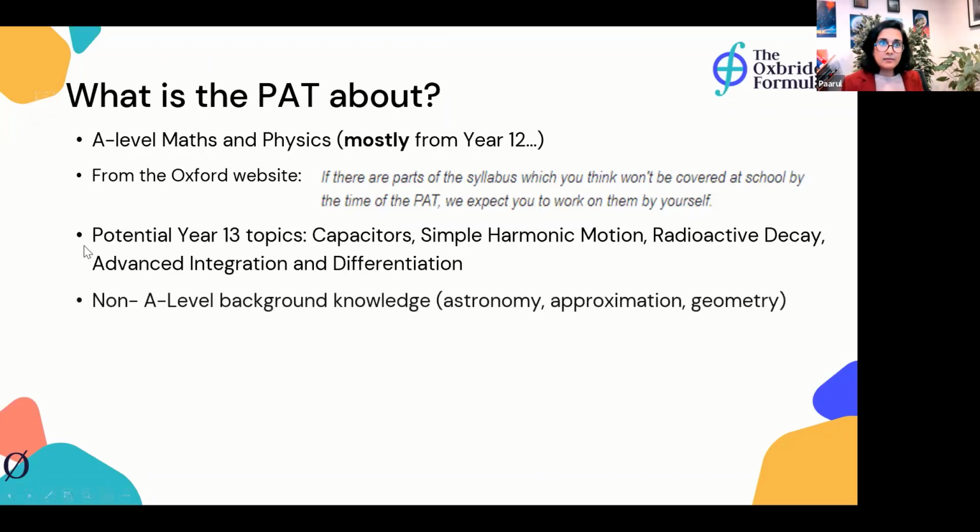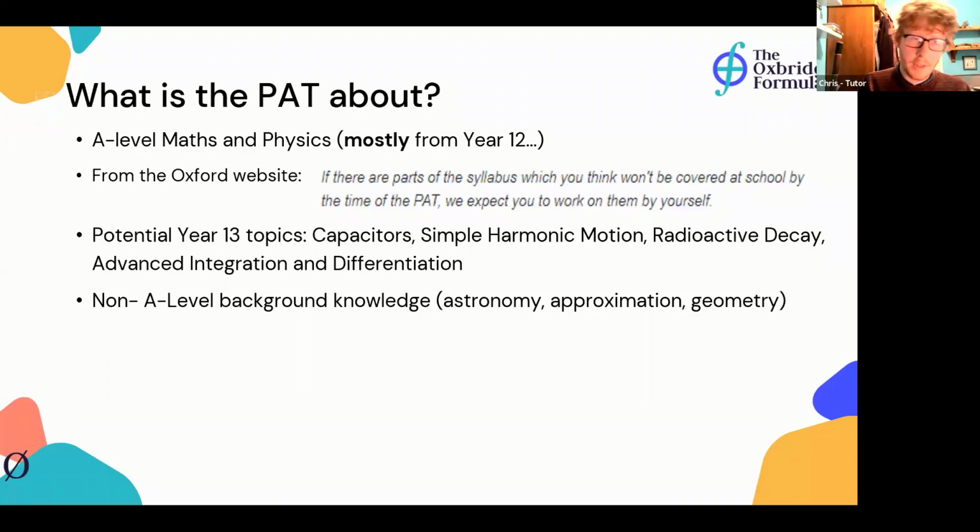And then there are some topics which are tested, as I said, which don't really appear in A-level at all. So an example is astronomy. Chris? Yeah, so some astronomy topics they've asked about in the past are questions about the planets in the solar system, questions about eclipses in the Earth-Moon system, and also questions about the kinds of orbits that planets or moons or comets or asteroids, etc., might follow.